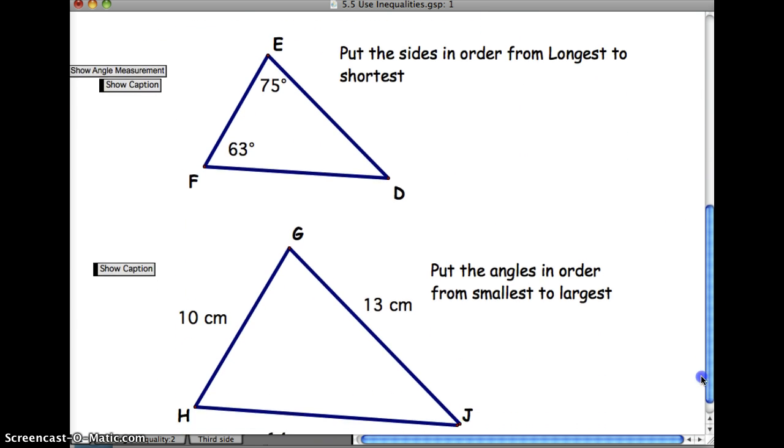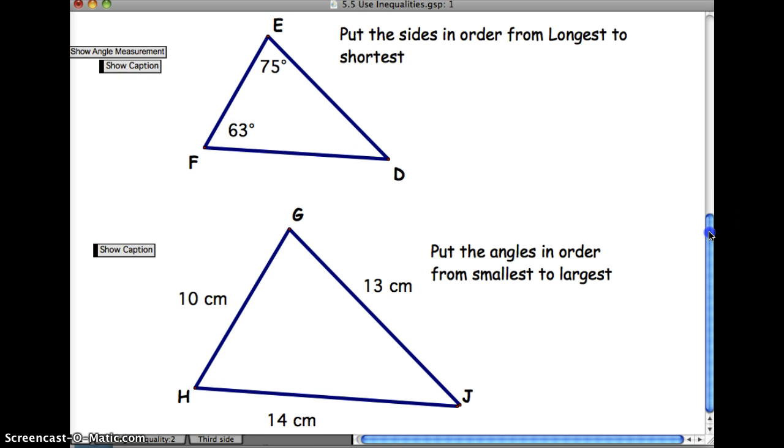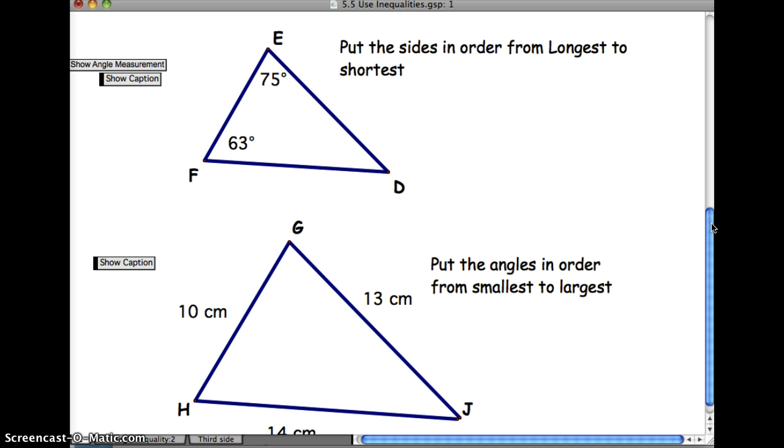So here's what we're going to do: put these sides in order from longest to shortest. Well, what do I need to do first? I need to find the other angle, which is angle D. Okay, so 75 plus 63 is 138. So angle D is 42. We added those two together, subtracted from 180, and we got 42.